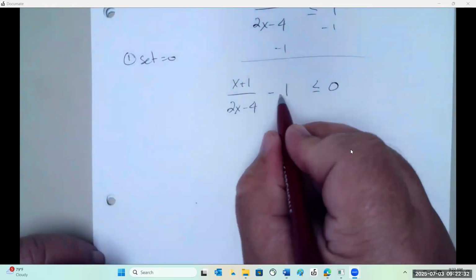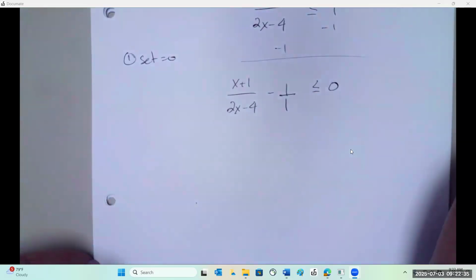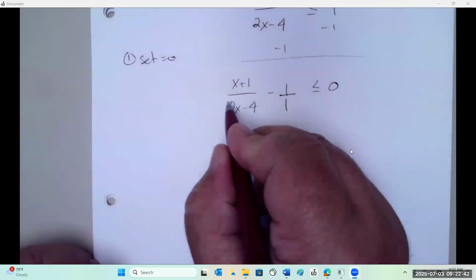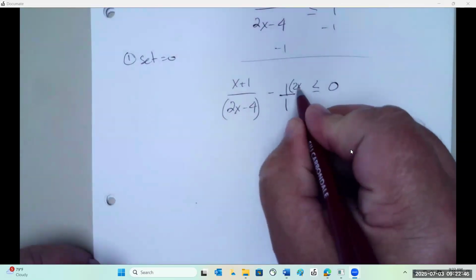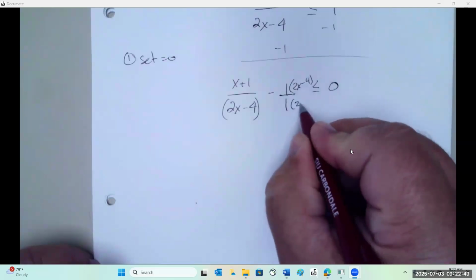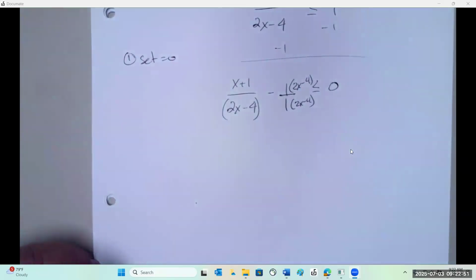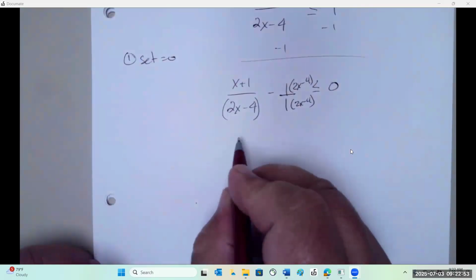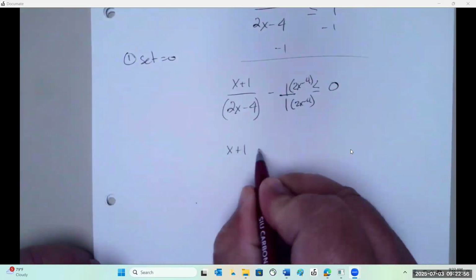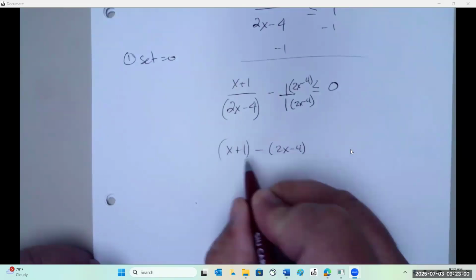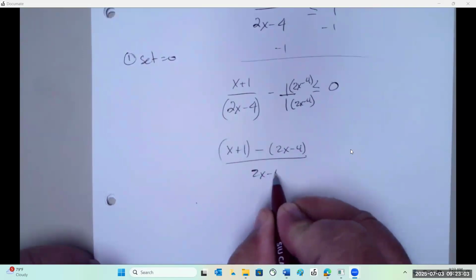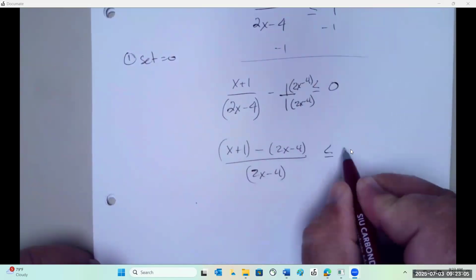Since we're dealing with fractions, 1 is 1 over 1. In order to add and subtract fractions, I need common denominators. What's the common denominator? The only denominator we have is 2x minus 4. So I multiply this one by 2x minus 4 over 2x minus 4. So we have x plus 1 minus 2x minus 4, all over 2x minus 4, is less than or equal to 0.